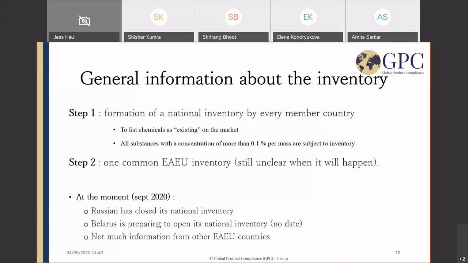and the disagreement on the second part of the regulation, they also have not yet started to form the national inventories. So, for example, Belarus is preparing, but there is no date. And there's not much information about other EAE countries. As said before, this common EAE inventory will be the main inventory to have your chemical substance in when you want to register your chemical.